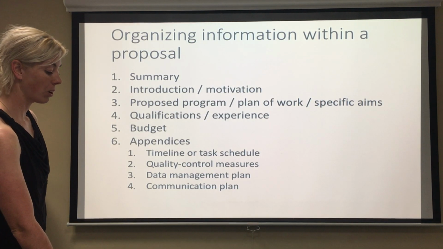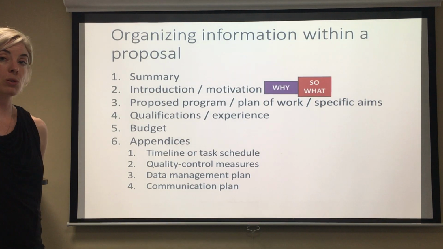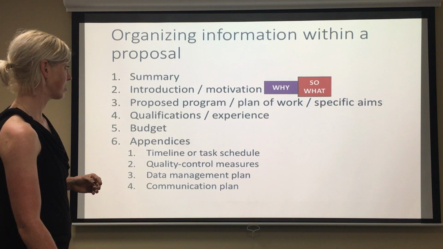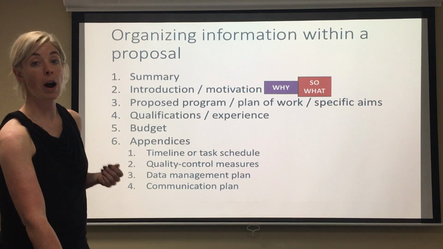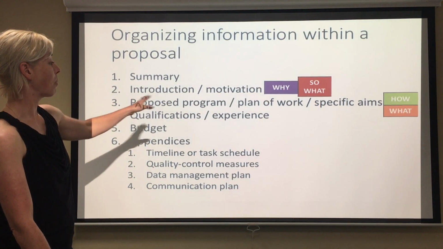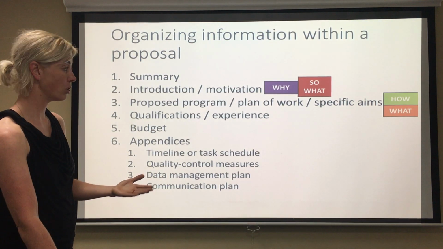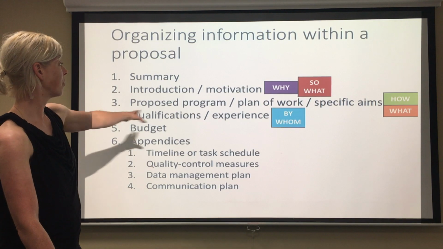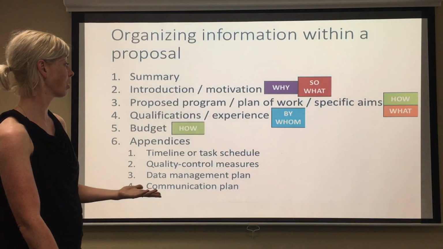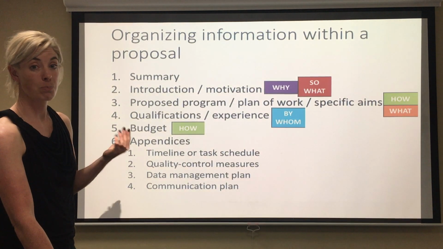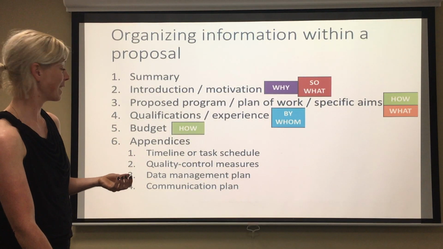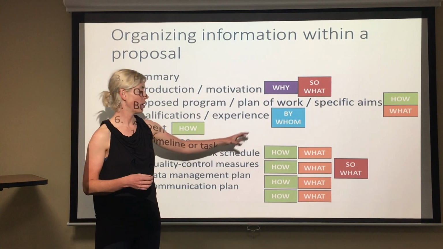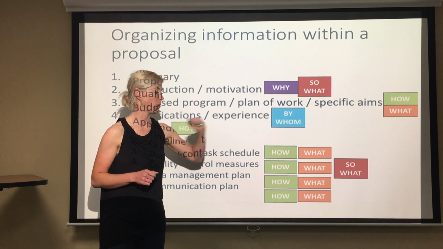So each of our content questions and our rhetorical elements here show up multiple times at these different levels, right? So the introduction covers our why and our so what. Our plan details how we're going to perform our work and what we're actually going to do. The qualification and experience explains who's going to do the work. The budget is quantitatively how we're going to get this work done. And then each of these different supporting documents adds to how we're going to do what we're going to do, and why it matters.